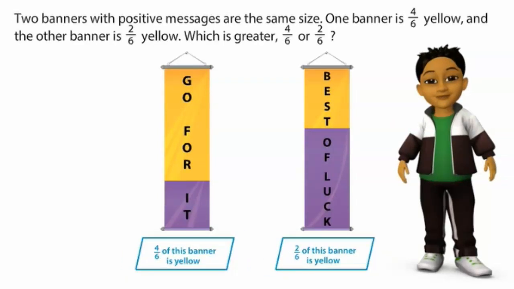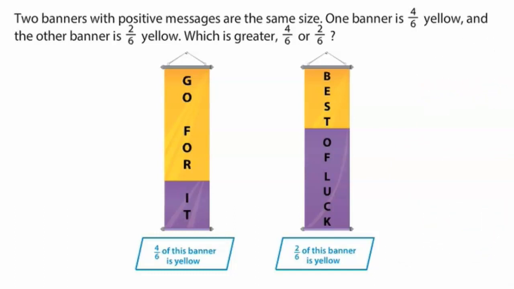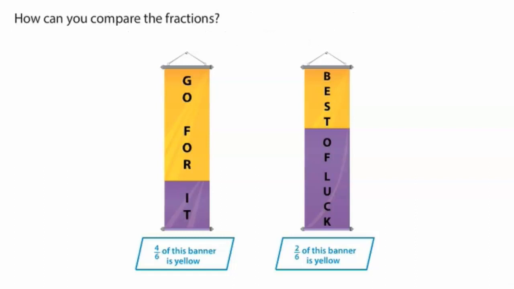Two banners with positive messages are the same size. One banner is 4/6 yellow, and the other banner is 2/6 yellow. Which is greater, 4/6 or 2/6? How can you compare the fractions?